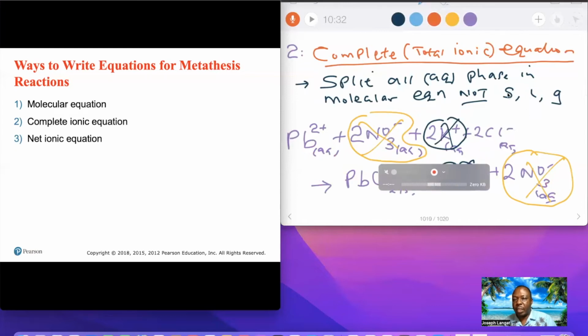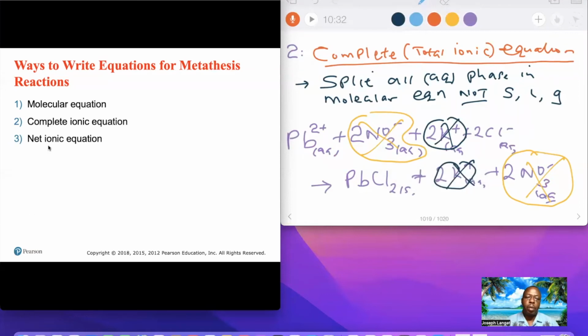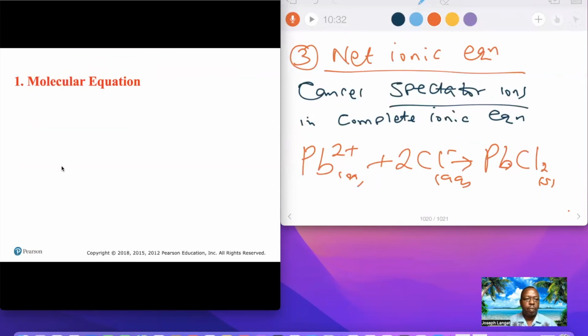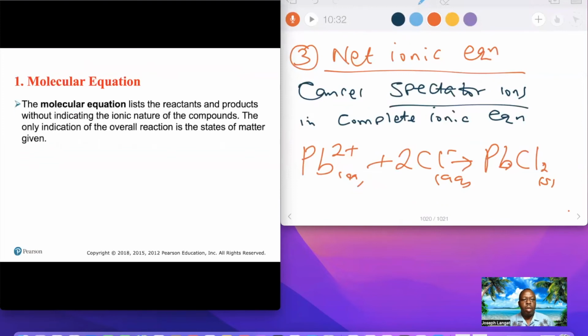Otherwise, if you don't know which one is the solid, you don't know which one to split. If you have a solid, a liquid, or a gas, do not split in generating the complete ionic equation, and that will affect the complete ionic equation unless you know what you're doing. Okay, so that's just an overview of writing the metathesis reaction. I've given you the molecular equation, which lists the products without indicating the ionic nature of them. They only list the overall reaction and the state.